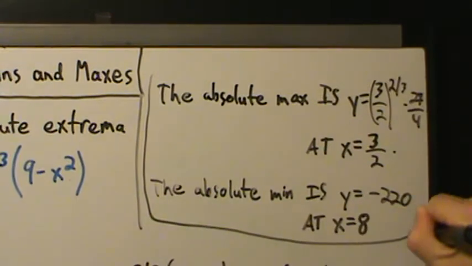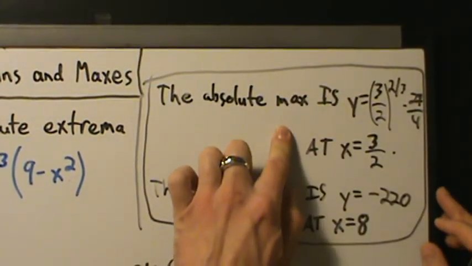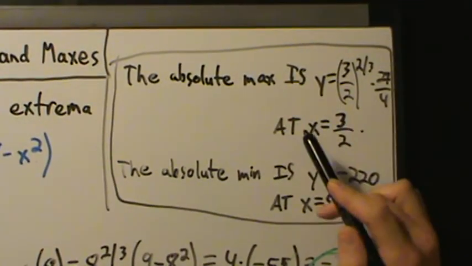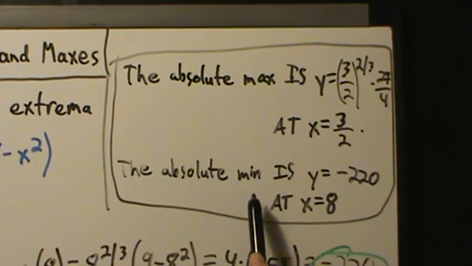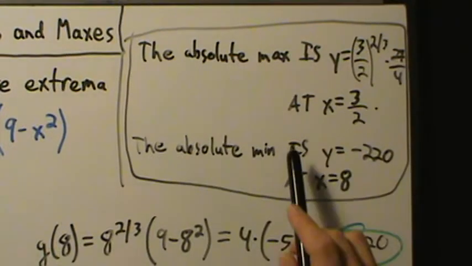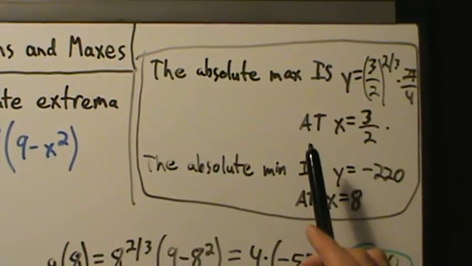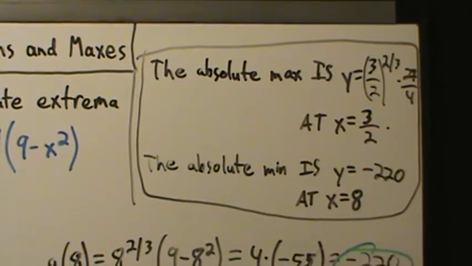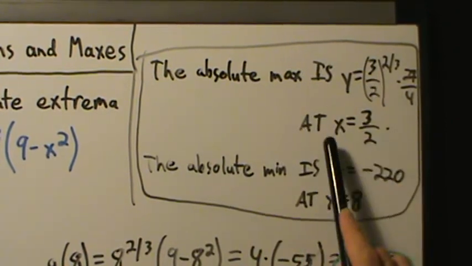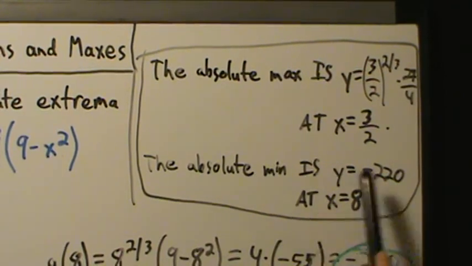Now, if we wanted to be really thorough, technically what we should say is the absolute max of g of x on negative 1 to 8 is this at that. The absolute min of g of x on negative 1 to 8 is this at that. But for most cases this is sufficient because it's not going to be ambiguous what you're talking about. You're talking about this function here. So the point is, here's the absolute max, this is what it is, this is where it occurs. The absolute min, this is what it is, this is where it occurs.